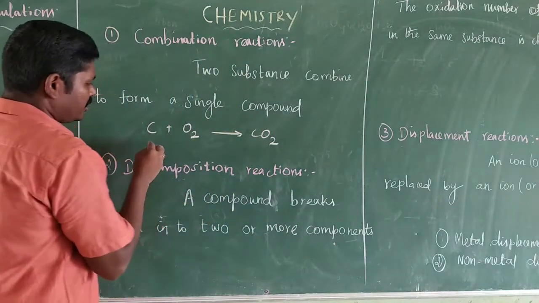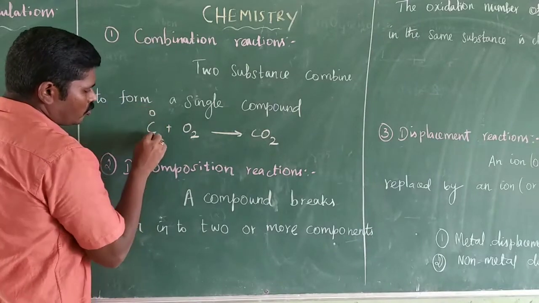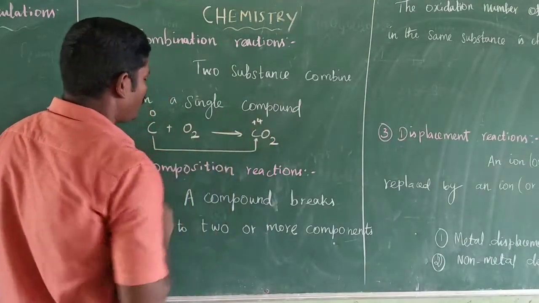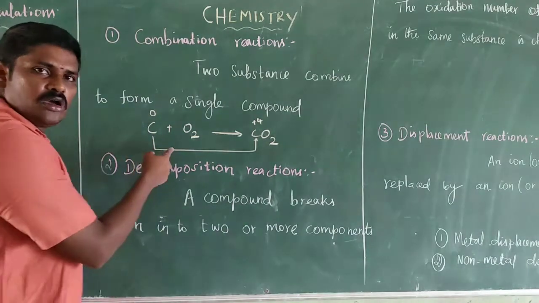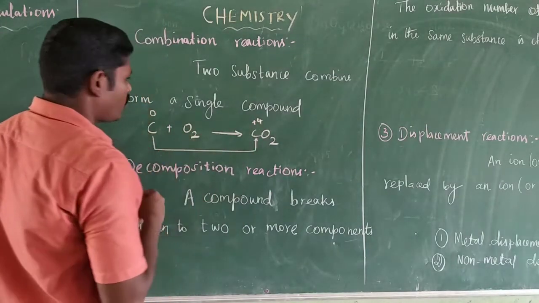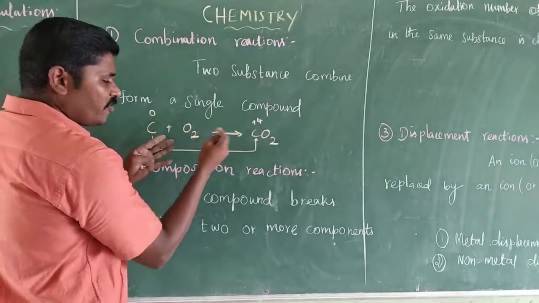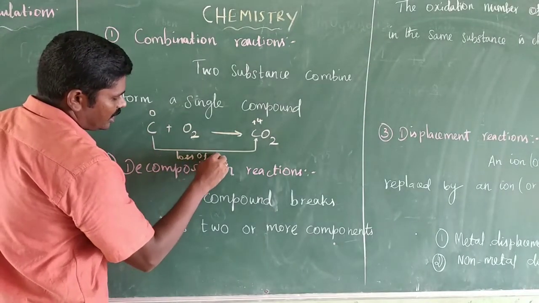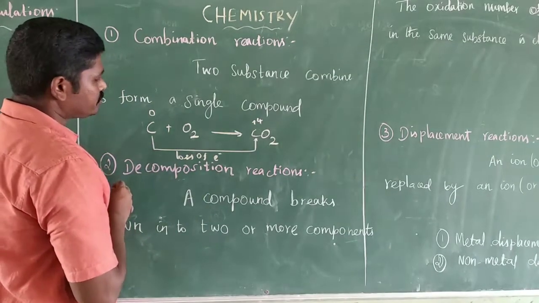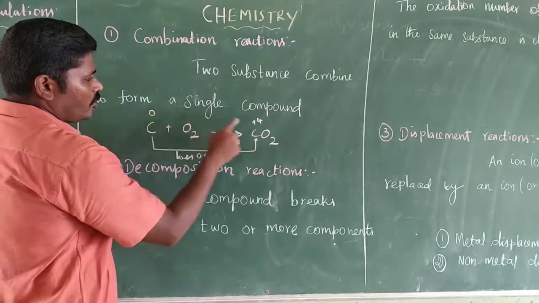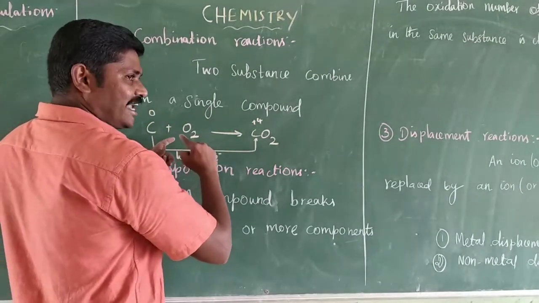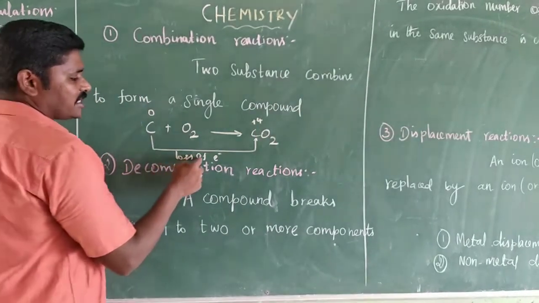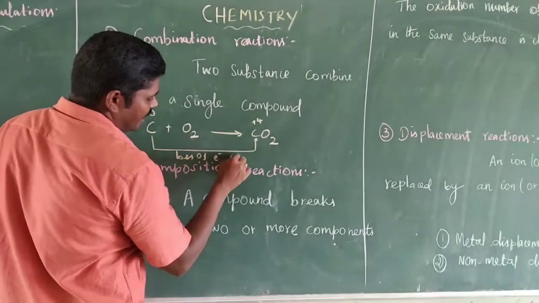Carbon 0 to carbon plus 4, so loss of 4 electrons. The oxidation number increases. The loss of electron is oxidation.